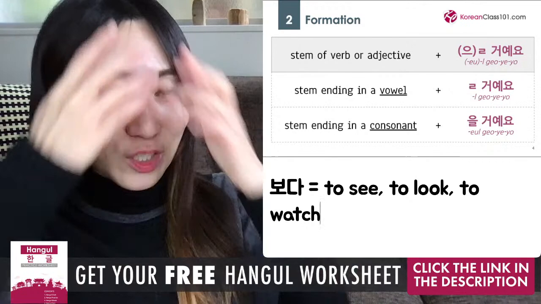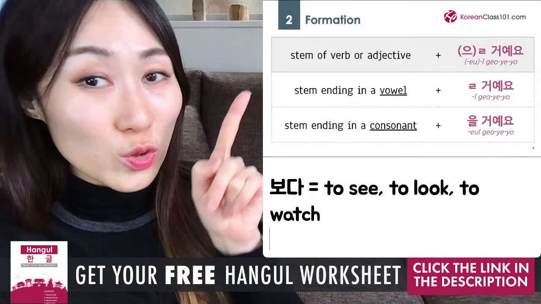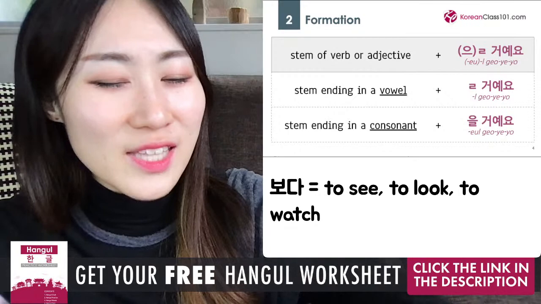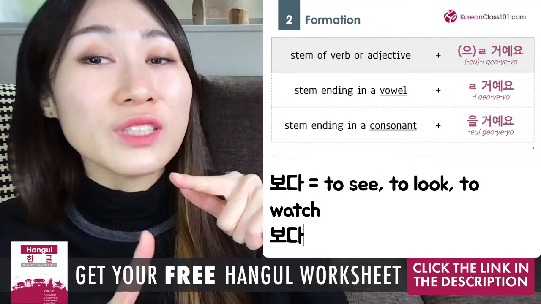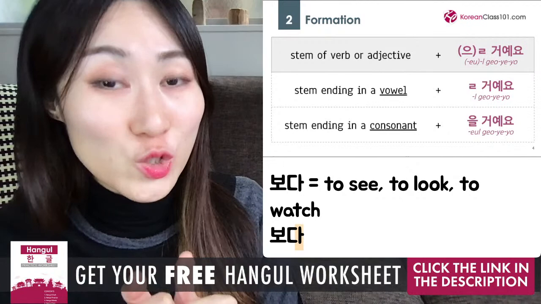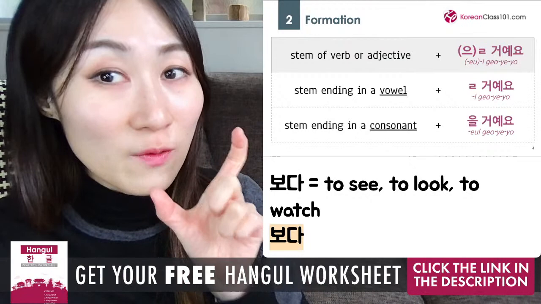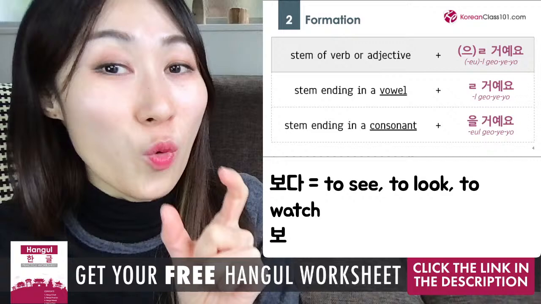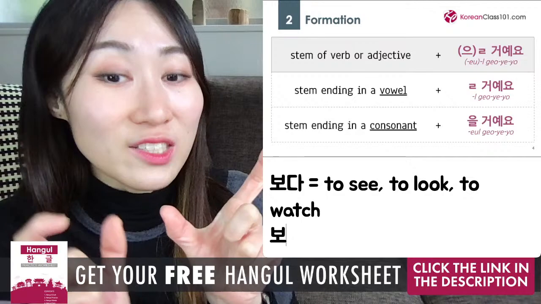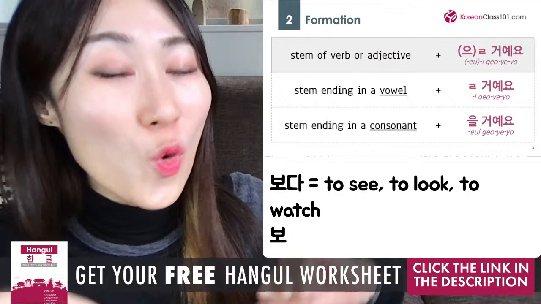And as this formation shows, let's get the stem. What is a stem? First, this is a verb or adjective. All the Korean verbs and adjectives end with 다 at the end. If you check the root form, the dictionary form, or infinitive, it's always ending with 다. So what's the stem here? 보 is the stem. In the verb or adjective, remove 다. Then you only have 보, right? The verb or adjective without 다 is the stem. Okay, I got the stem, which is 보.